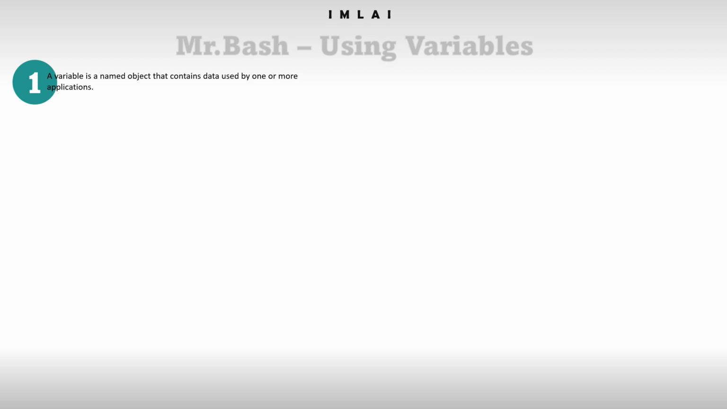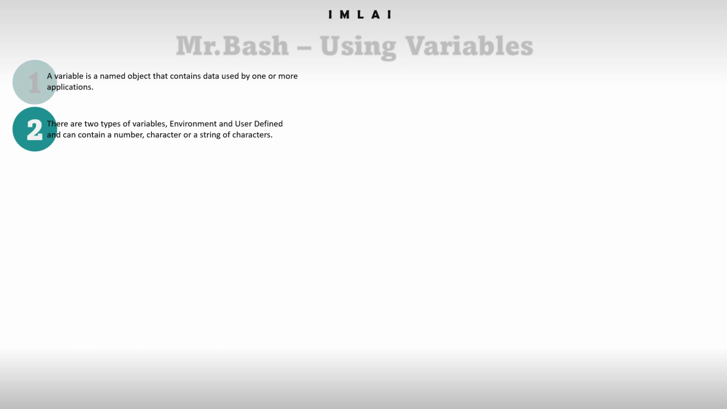So basically, this slide shows you how to use variables in your shell scripts. The first point is that a variable is a named object. That's it. It is a named object that contains data used by one or more applications. And second point, there are two types of variables. It's common even in other programming languages or other systems also.